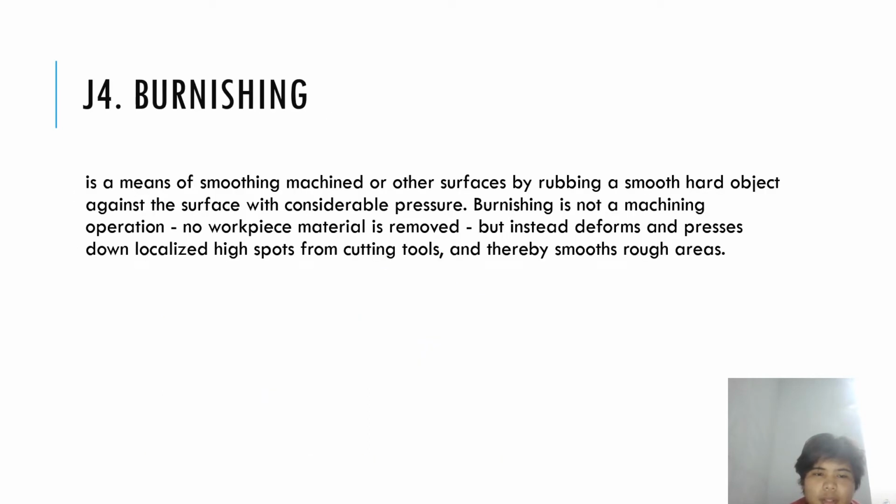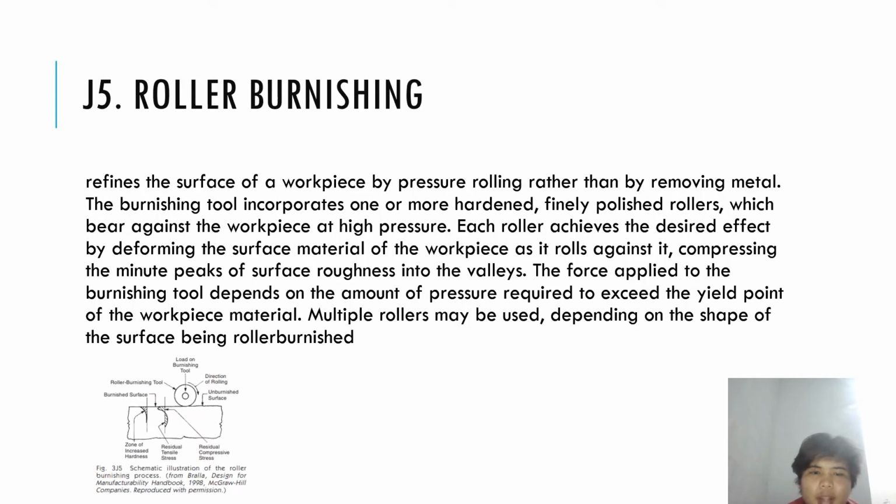Burnishing is a means of smoothing machined surfaces. Burnishing is not a machining operation. No workpiece material is removed, but instead the tool presses down localized high spots from the cutting tools. And the last one is roller burnishing. It's just using a roller. So that's all we're going to talk about today.